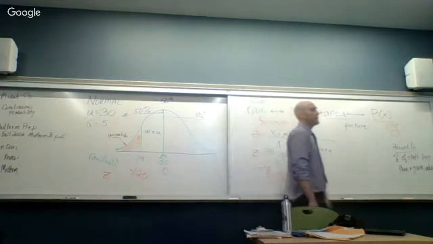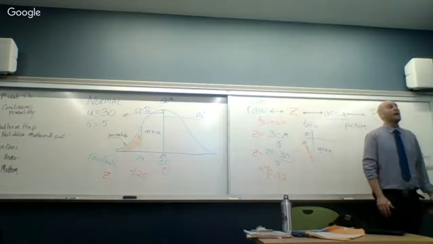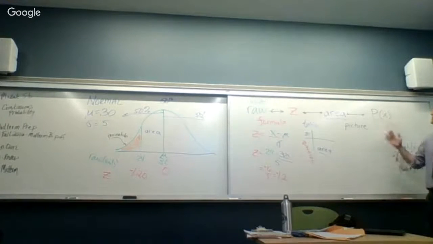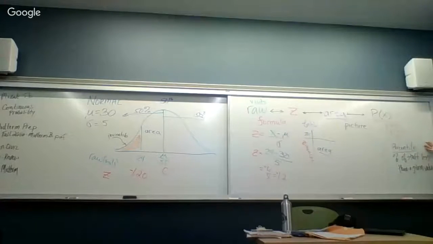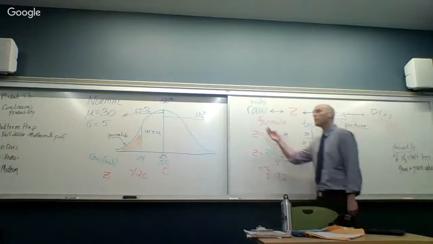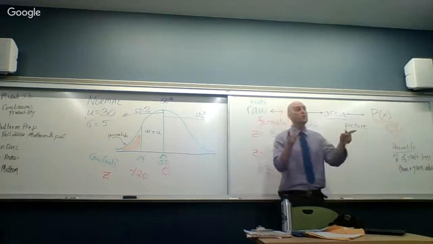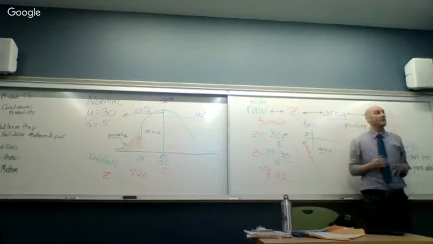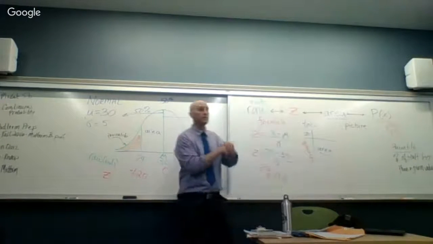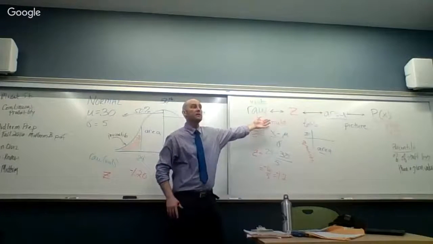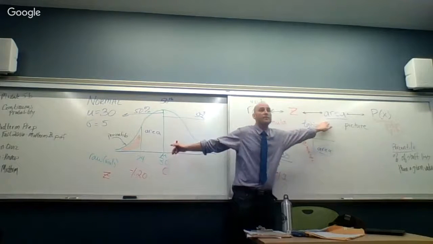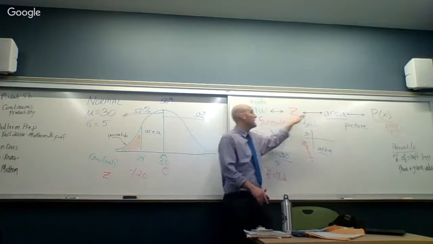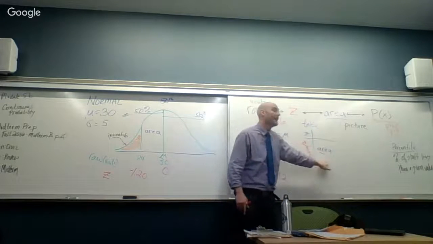Your pictures and your tables have 2 parts. And depending on whether or not you're given a proportion, probability, percent, or percentile, or a raw score, you may be going from the inside out or the outside in. If I have a z-score and I need to get an area for my picture, I go from z to area. I go from outside in.